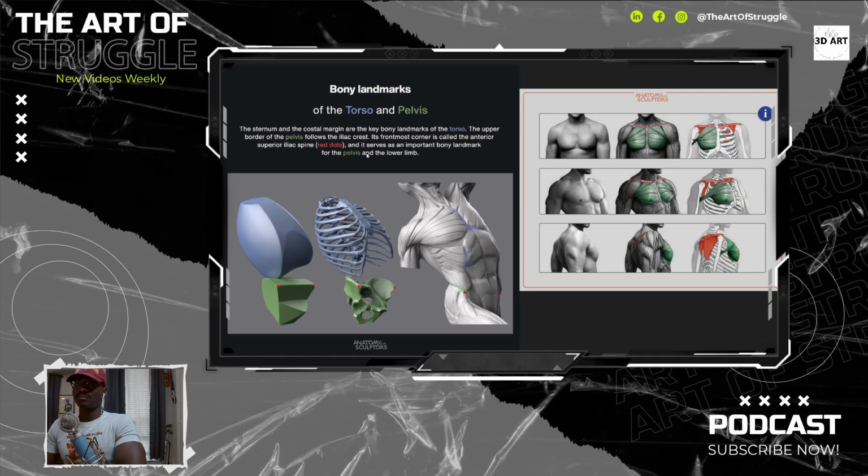So we're talking about the landmarks of the body, right? We're talking about the sternum and the costal margin, which are the key bone landmarks on the torso. The upper border of the pelvis follows the iliac crest, right? This is the iliac crest, right? Its frontmost corner is called the anterior superior iliac spine, the red dots, and it serves as an important bony landmark for the pelvis and the lower limbs, right?